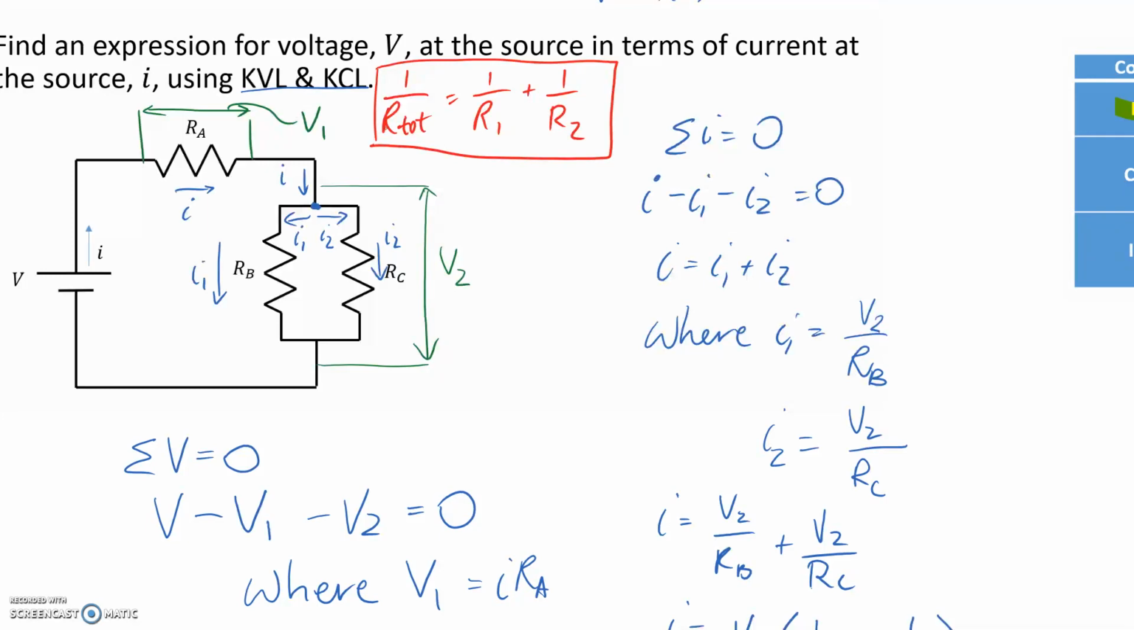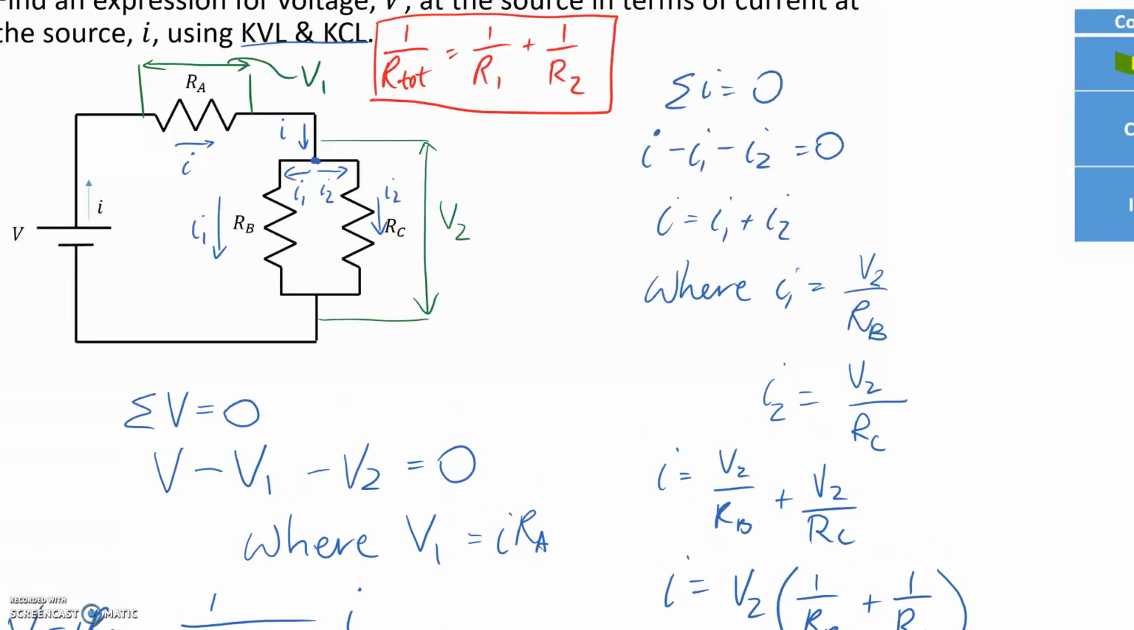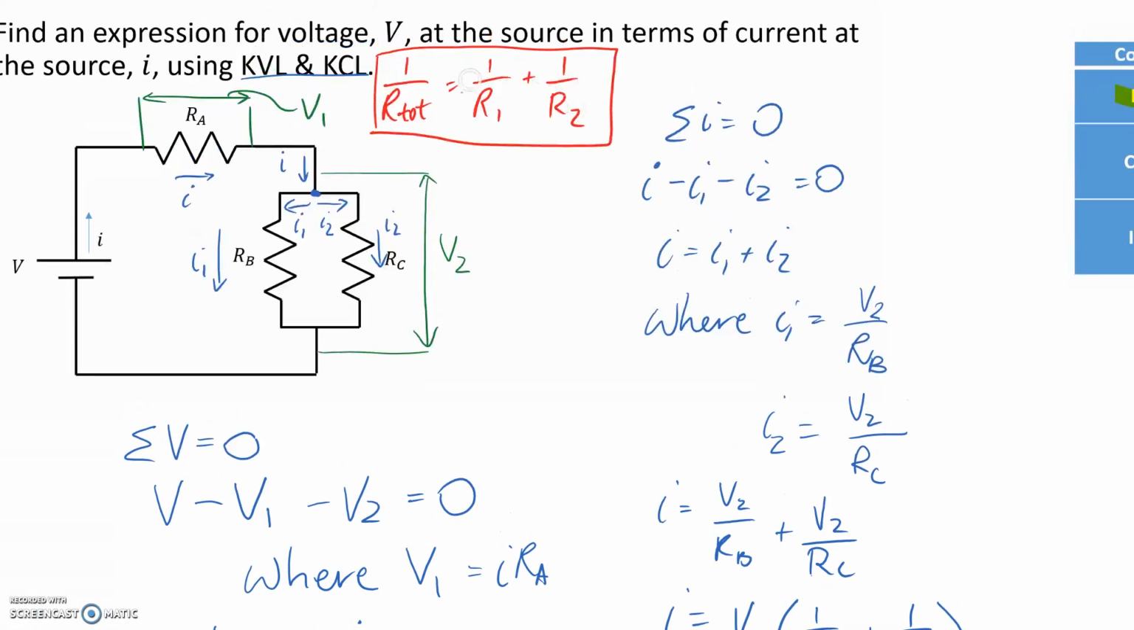What you'll actually find is that we kind of prove this. Down here, this part, the 1 on RB plus 1 on RC, is the same as what we've got up here in the equivalent resistance equation. So it's exactly the same thing.